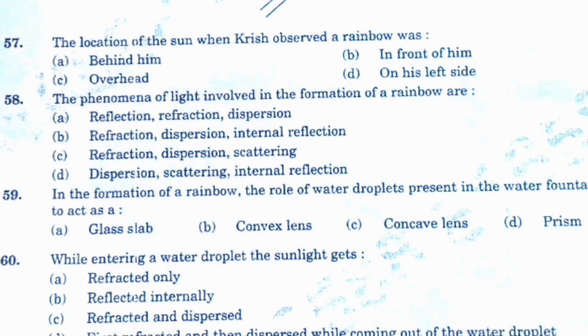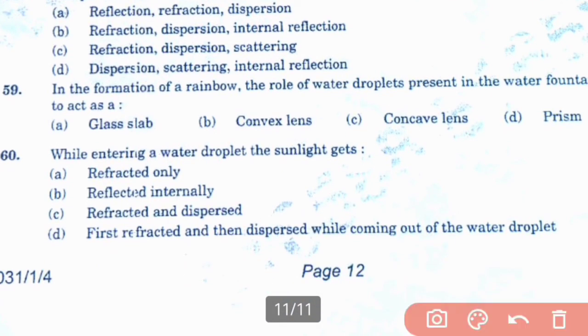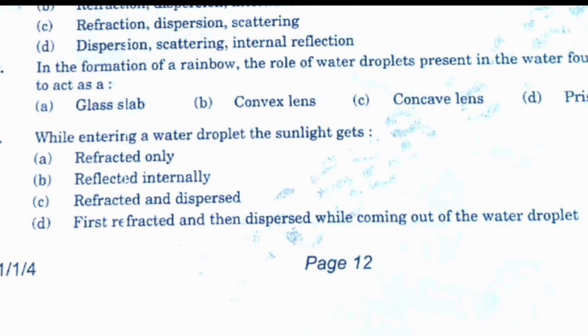Next question, that is question number 60. While entering a water droplet, the sunlight gets option A: refracted only, B: reflected internally, C: refracted and dispersed, D: first refracted and dispersed while coming out of the water droplets. So its answer is option number C, refracted and dispersed. So this is the end of your question paper.